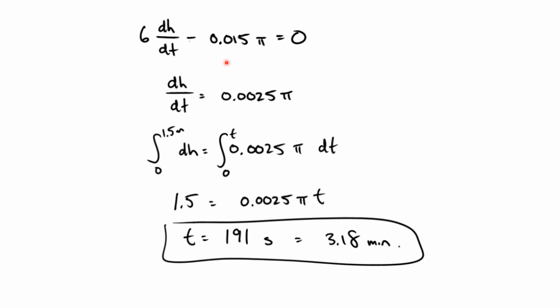So here's our final equation. We put everything together. We can take this term to the other side of the equation and multiply through both sides by dt. So we have dh. We integrate from 0 to 1.5, because that's our final height that we want. We want to know what the time is when it fills to an h of 1.5 meters, so we integrate time from 0 to t. Do the integration and solve for t. We get t is 191 seconds, or 3.18 minutes.